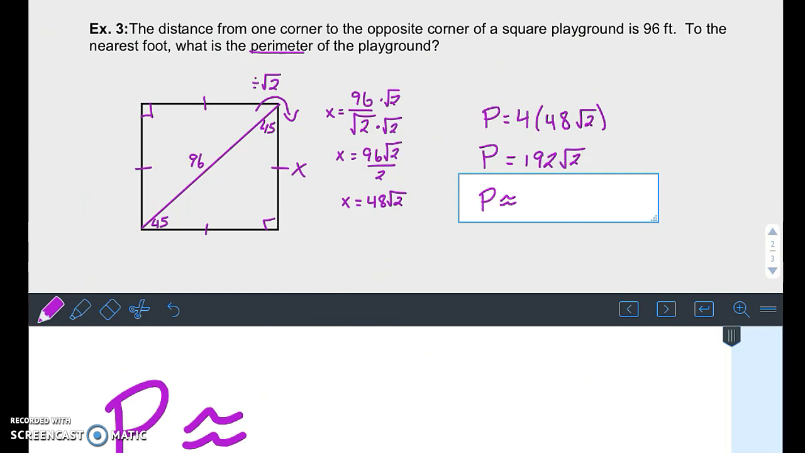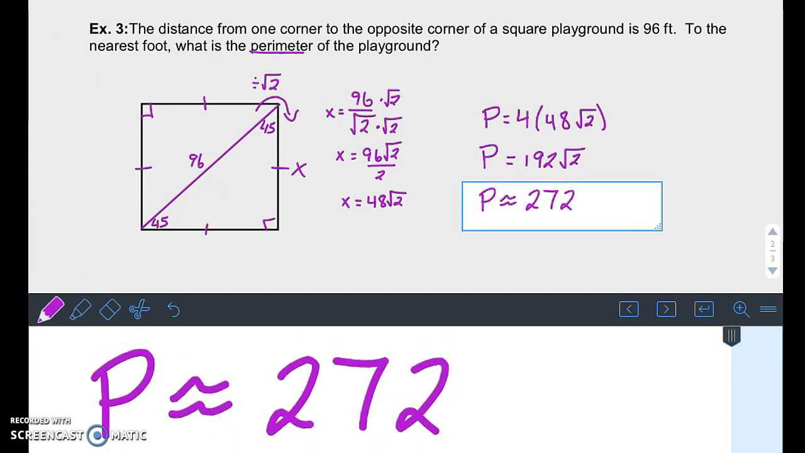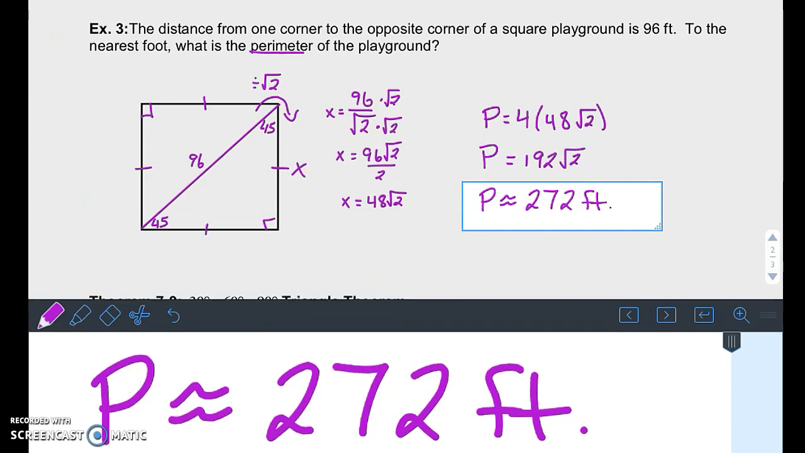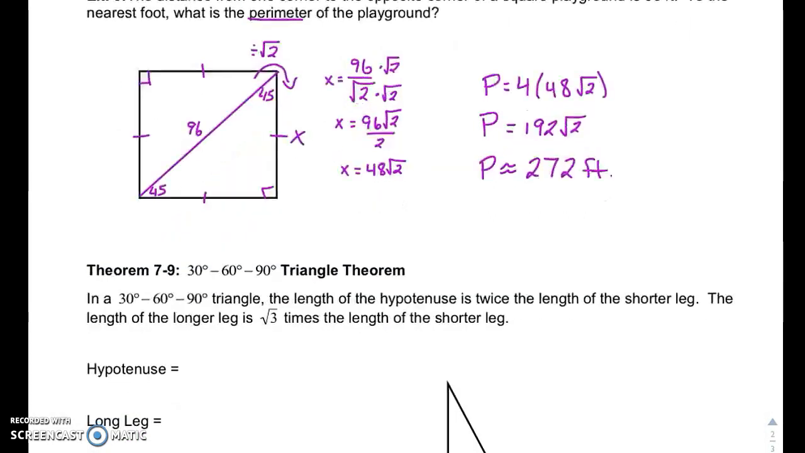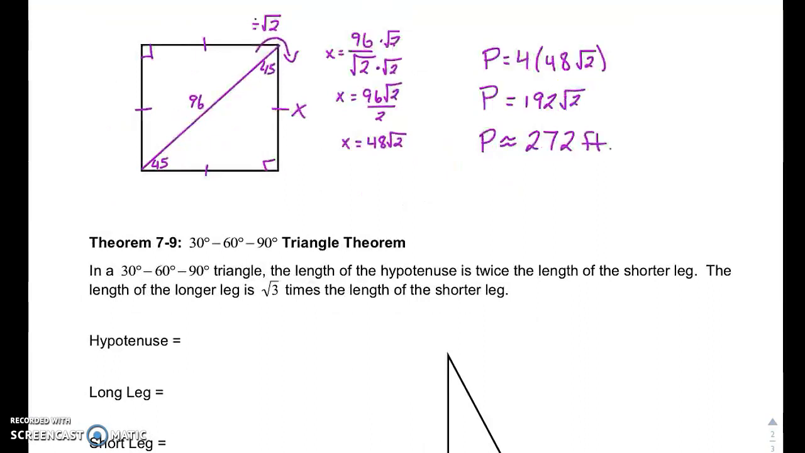So 192 times radical 2 gives me 272 because it wants to the nearest foot. So I got to round up to the whole number. So the perimeter is approximately 272 feet. And yes, you have to use the squiggle equal sign whenever you round, approximating an answer. Okay, that's all for 45, 45.